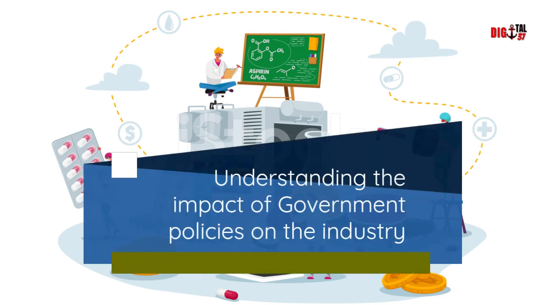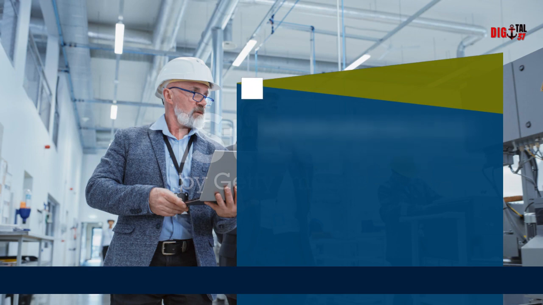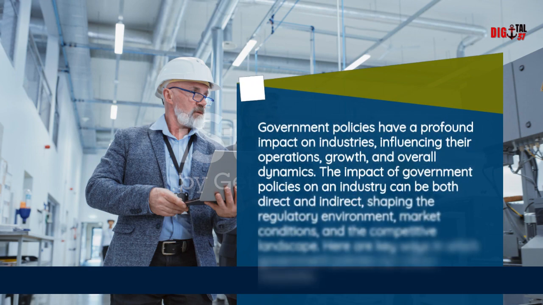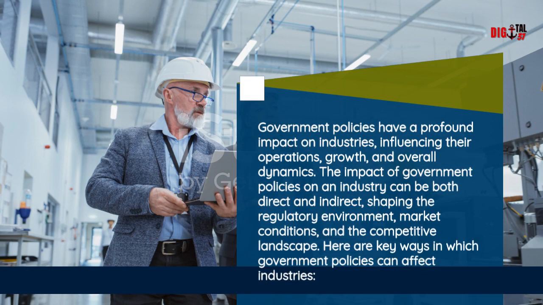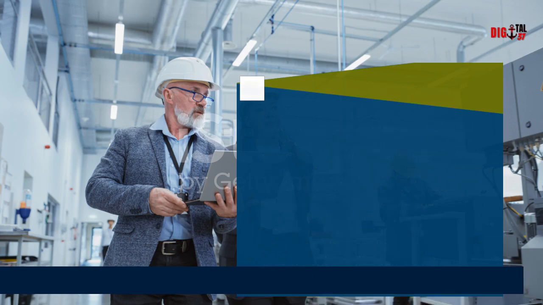Understanding the impact of government policies on the industry. Government policies have a profound impact on industries, influencing their operations, growth, and overall dynamics. The impact of government policies on an industry can be both direct and indirect, shaping the regulatory environment, market conditions, and the competitive landscape. Here are key ways in which government policies can affect industries.